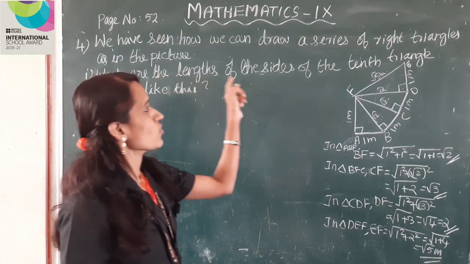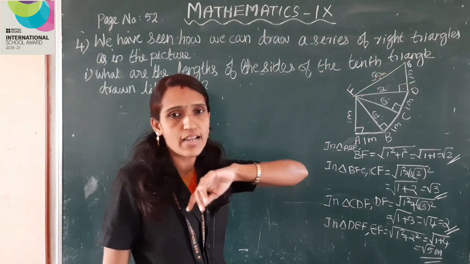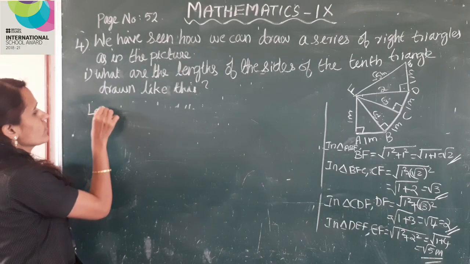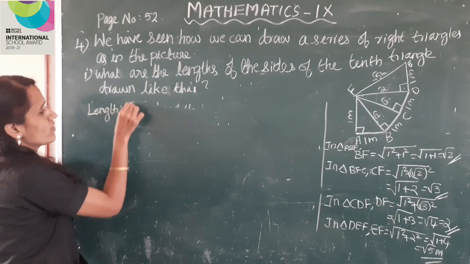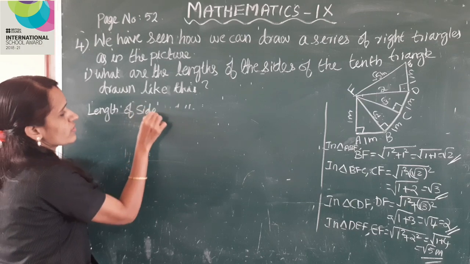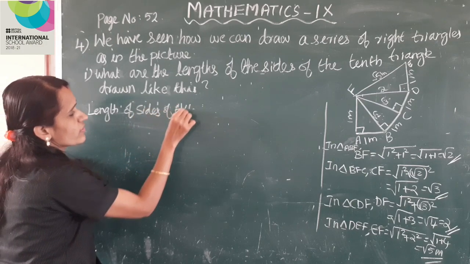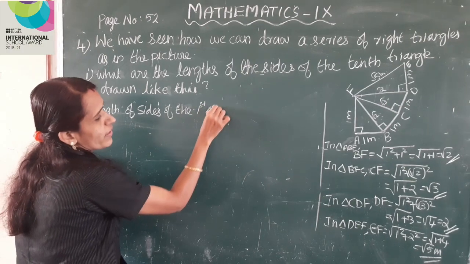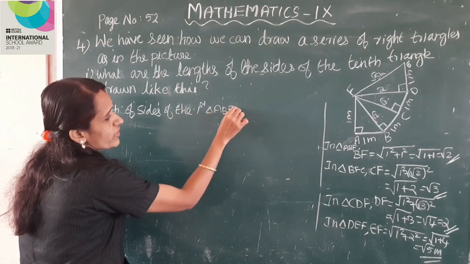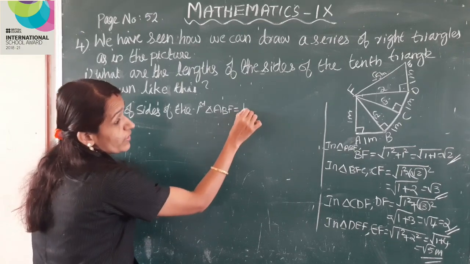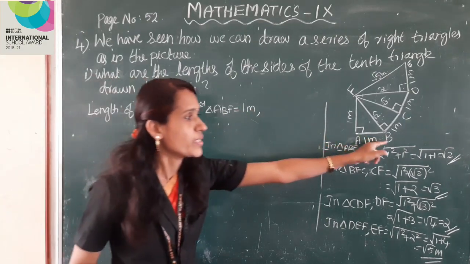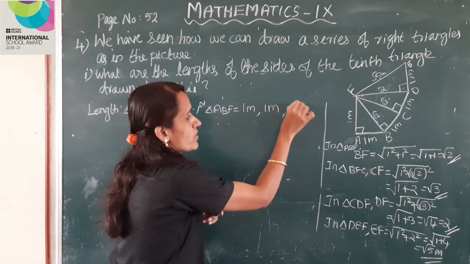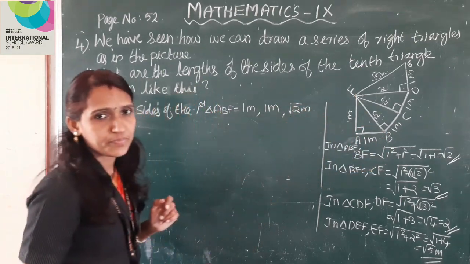What are the lengths of the sides of the 10th triangle? So here, the lengths of the sides of the first triangle ABF: base is 1 meter, altitude is 1 meter and hypotenuse is root 2 meter.